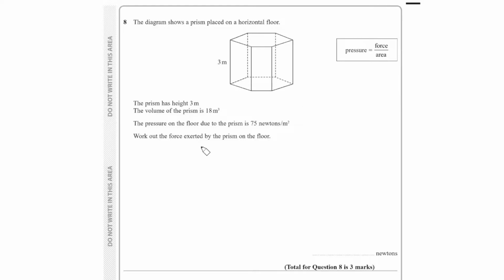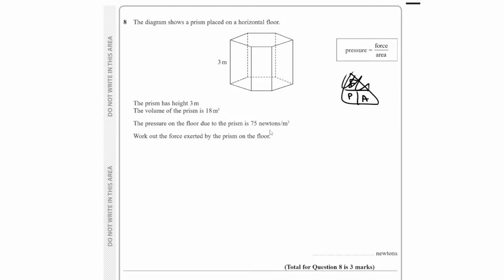So, the prism has a height of 3 meters and the volume of the prism is 18 meters cubed. So they haven't given us the area. That's the bit they're hinting towards there. The pressure on the floor due to the prism is 75 newtons per meter squared. Work out the force. You can obviously rearrange this, but I like to use my formula triangle. Force is at the top, pressure, area. So in order to find the force, I need to multiply pressure and area.